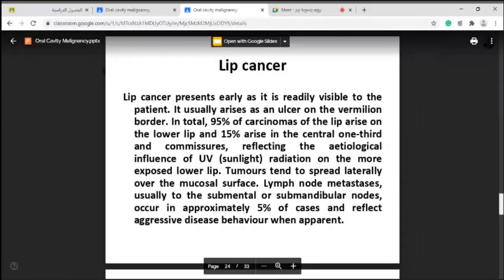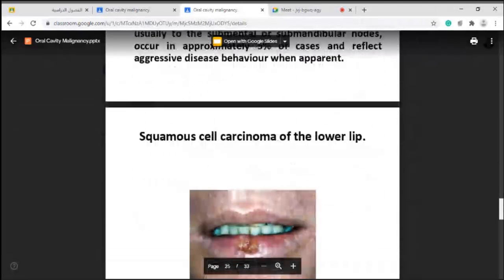So tumors tend to spread laterally over the mucosal surface and may also metastasize by lymphatics, usually to the submental and submandibular lymph nodes, occurring in approximately 5% of cases and reflecting aggressive disease behavior when apparent. Because it should present earlier, but if there is lymph node involvement, this is more advanced disease.